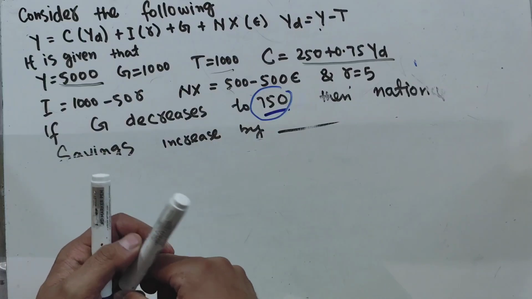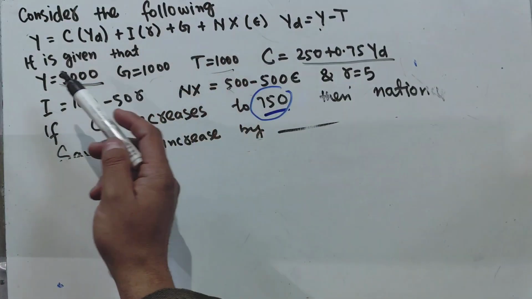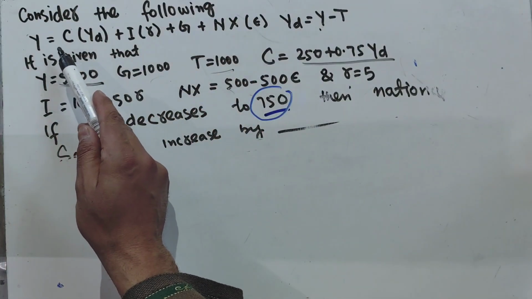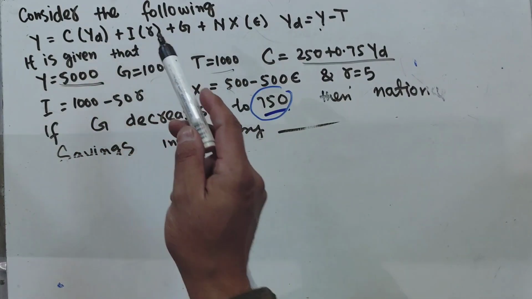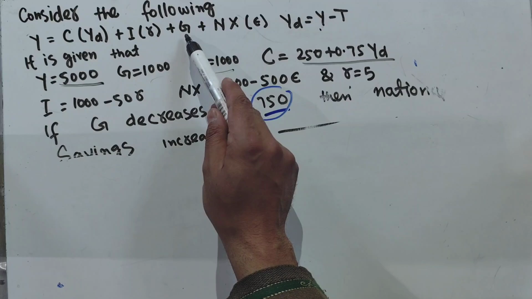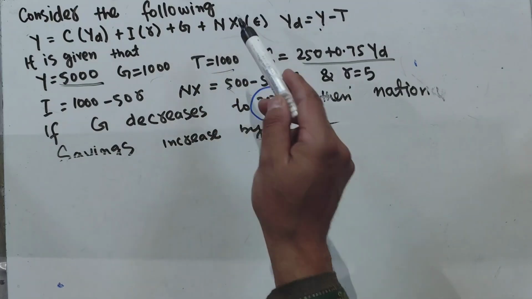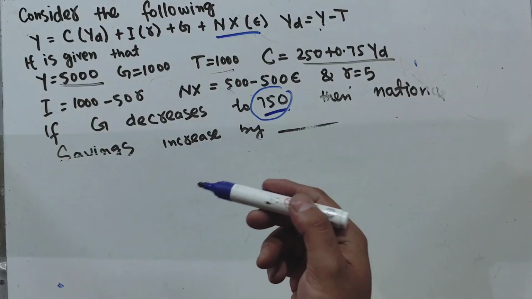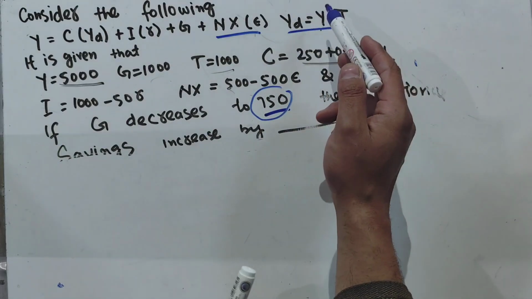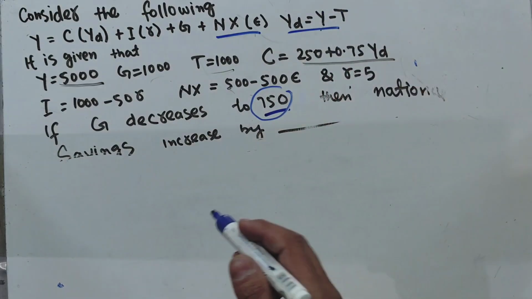The next question is regarding the national savings. Consider the following. Income is equal to consumption as a function of disposable income plus investment as a function of the rate of interest plus government expenditure, which is autonomous here, plus net exports, which is a function of the real exchange rate, and disposable income is equal to total income minus the taxes paid on that income.